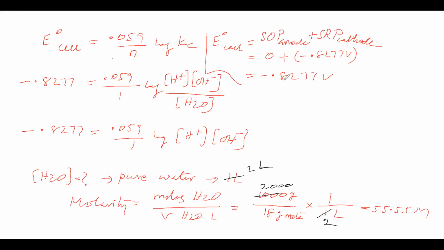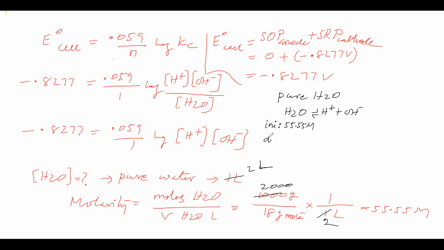Now we will consider this case: pure water. In pure water, H2O molecules are undergoing ionization to give H plus ions and OH minus ions. Initially, what is the concentration of pure water? 55.55 molar.